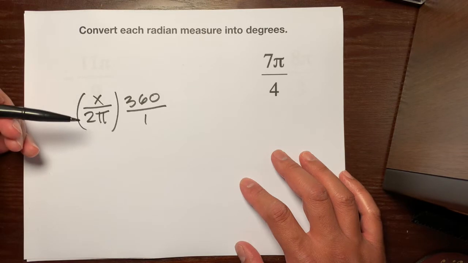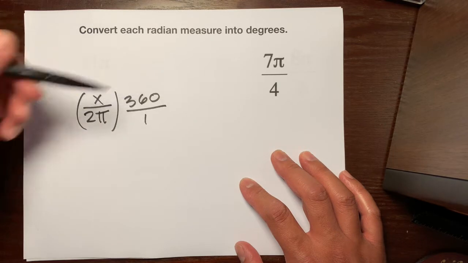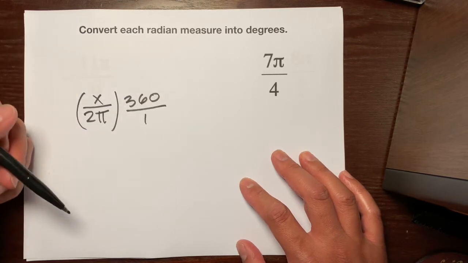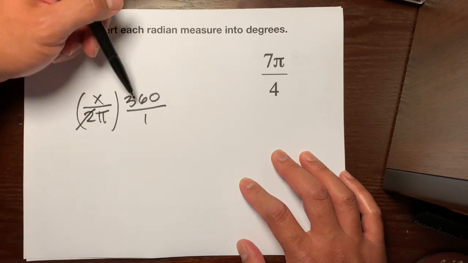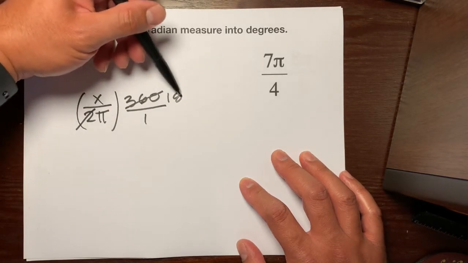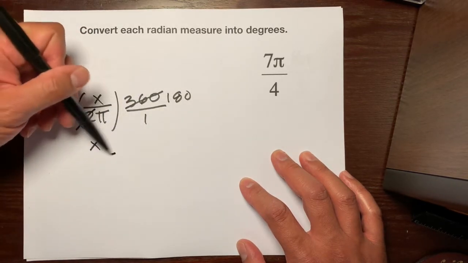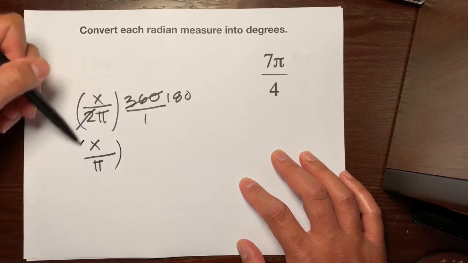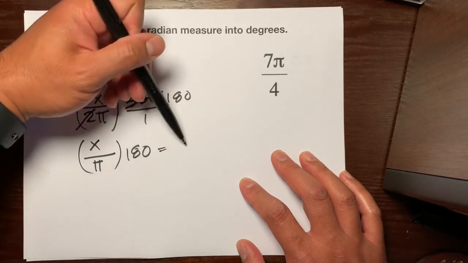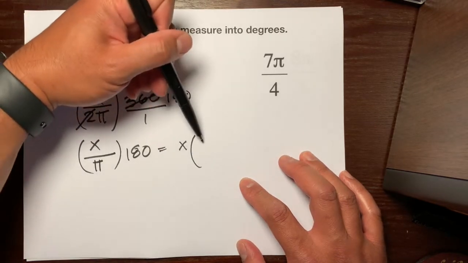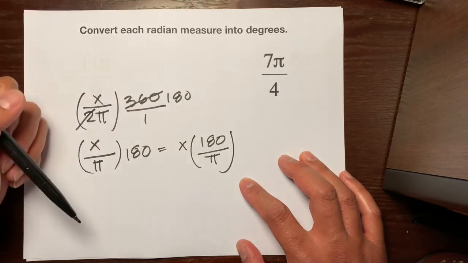So if we looked at this, is there anything that we can cancel out or simplify? Yep, the 2 and the 360. So 2 divided by 2 would be 1, and 360 divided by 2 would be 180 degrees. So this formula simplified would be x over pi times 180 degrees, or if we rewrote that, it would be x times 180 over pi, and this x will be that in radians.